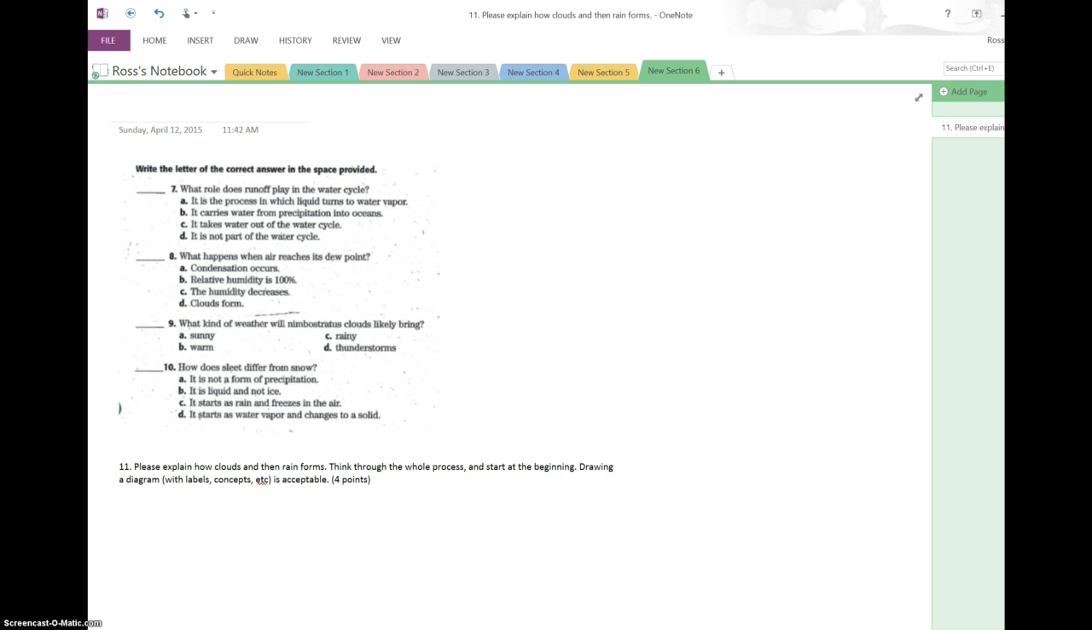Number 8, for instance. What happens when air reaches its dew point? From the dew point lab, we actually watched what happens when air reaches its dew point. We saw that condensation occurred on the outside of the can. So one letter that I accepted for this question was A.